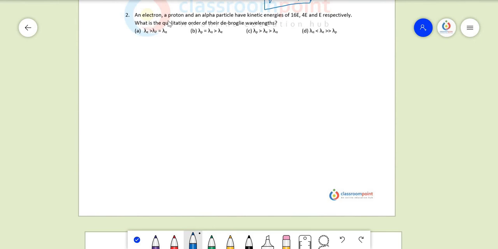The second question is: an electron, a proton and an alpha particle have kinetic energies of 16E, 4E and E respectively. What is the qualitative order of their de Broglie wavelengths? So let us take the given particle set. Given particles are electron, proton and alpha particle. Proton means we know that it is H plus, alpha particle means He plus 2.